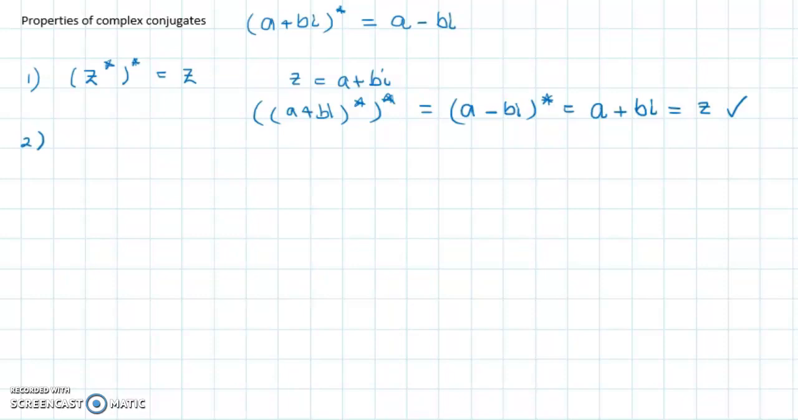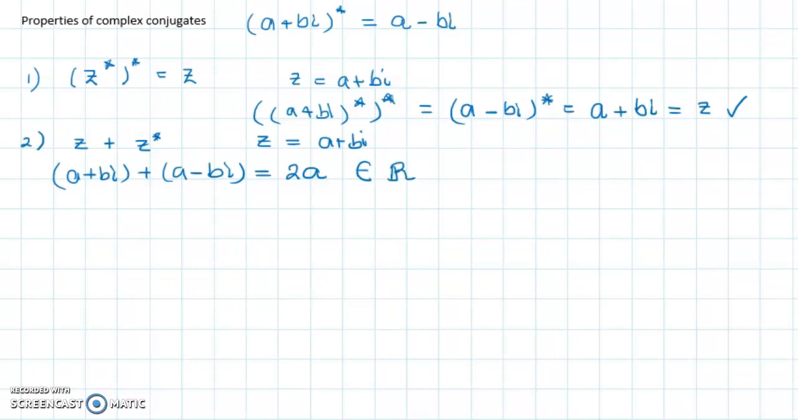The second thing we want to notice is what happens when we sum a number plus its conjugate. Again, let's assume that our complex number is a plus bi, and I want to sum a plus bi plus a minus bi. That's the conjugate. So I'm going to have 2a for the real part, and then the imaginary parts are going to cancel because they have opposite sign. So the result is actually a real number.